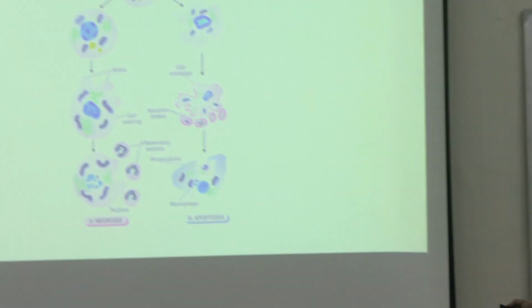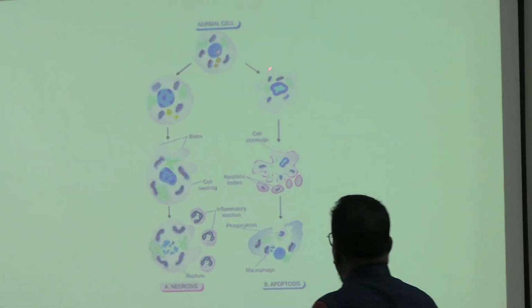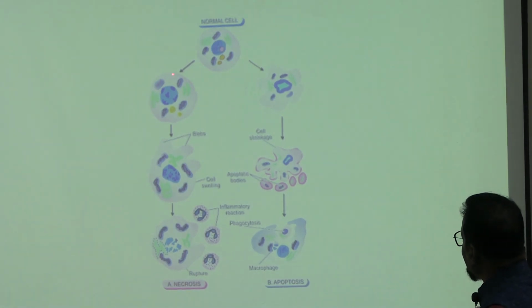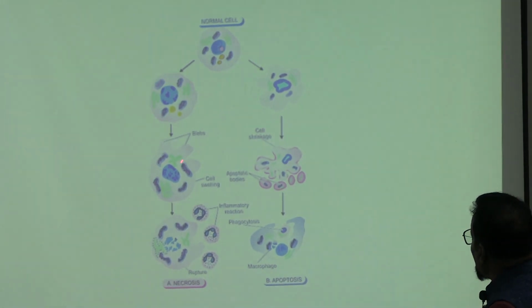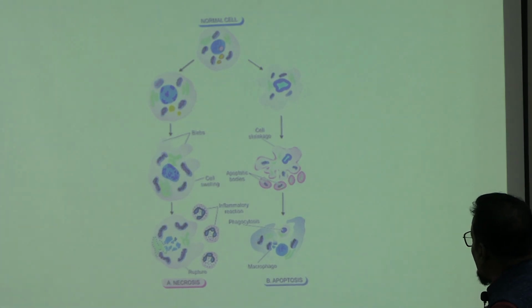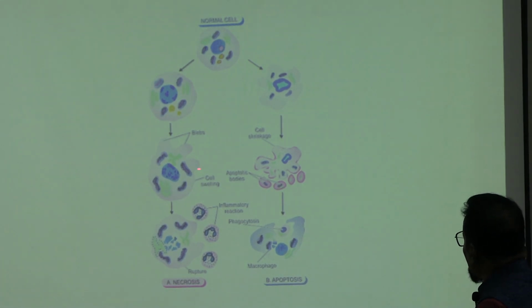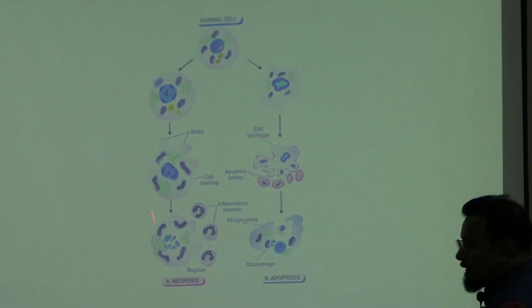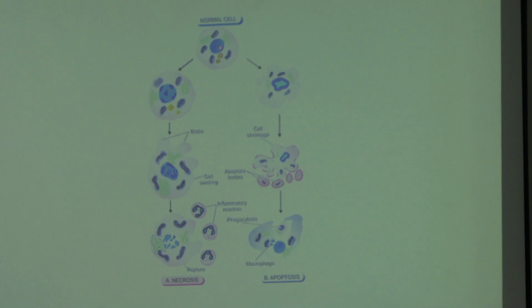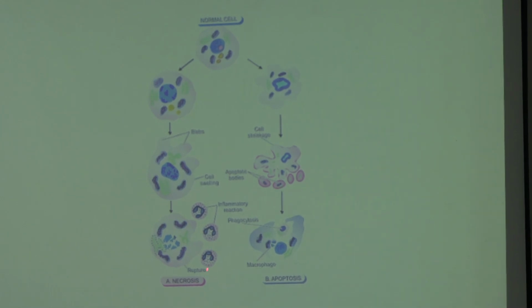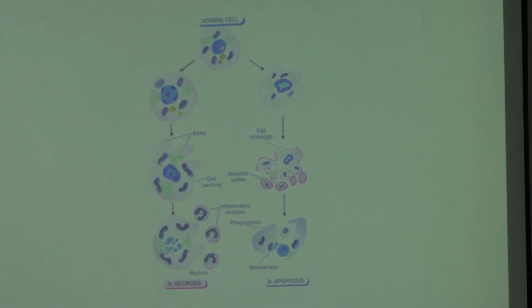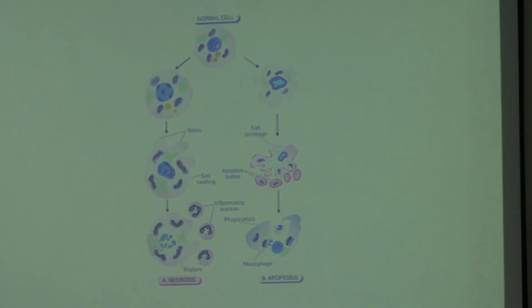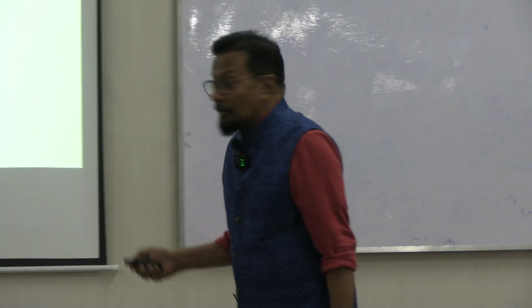See, this is the normal cell, and under necrosis the cell size is increasing. Blebs are formed like pseudopodia, and it invites inflammatory reactions. These are the lymphocytes. So they attack these cells, and as a result the cell is degraded, lost. This is necrosis.